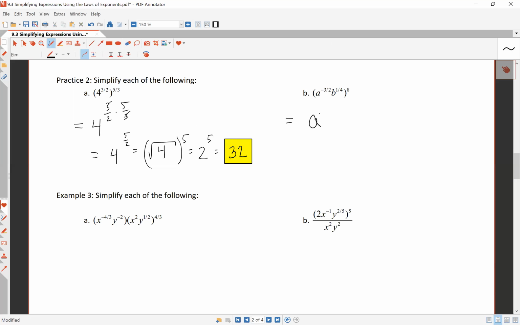Letter B, we multiply -3/2 by the power of 8. We multiply b to the 1/4 by the power of 8. -3/2 times 8/1. 2 goes into 2 once, and 8 four times. That's a to the -12.